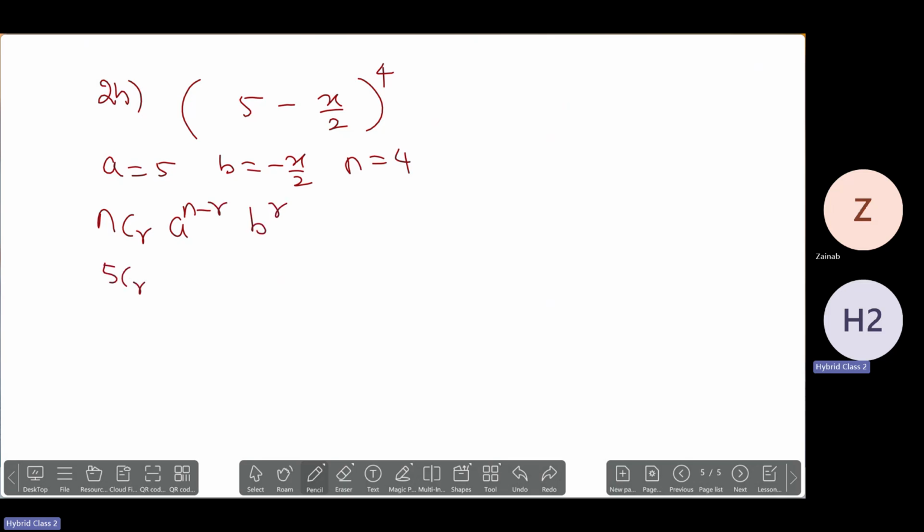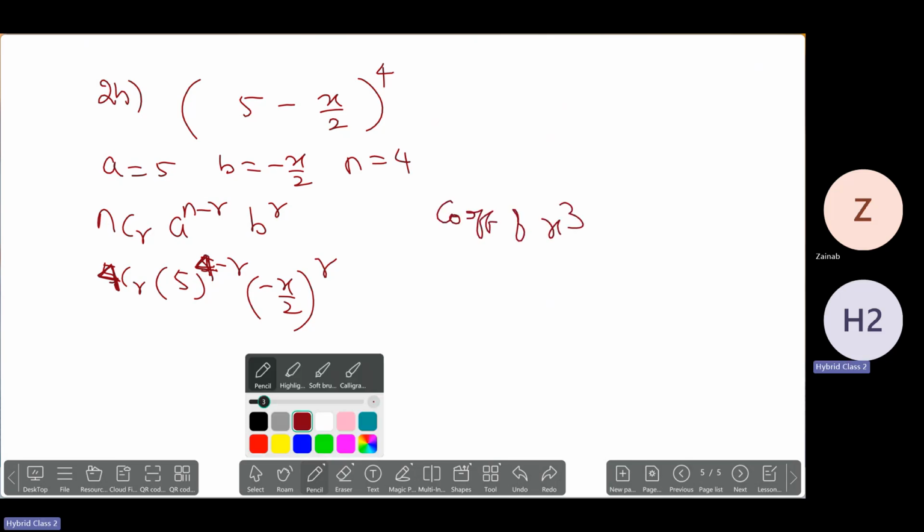So 5CR, A is 5 to the power 5 minus R. B is minus x by 2 to the power R. Now we are supposed to find the coefficient of x cube, right?